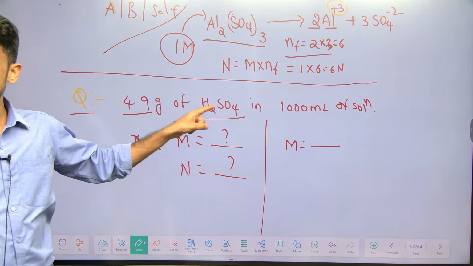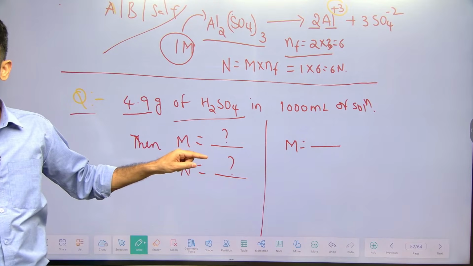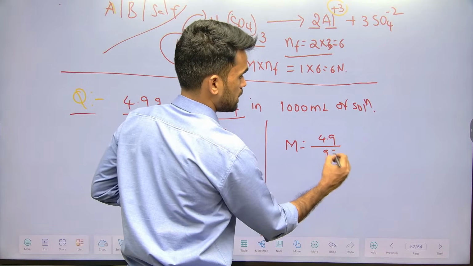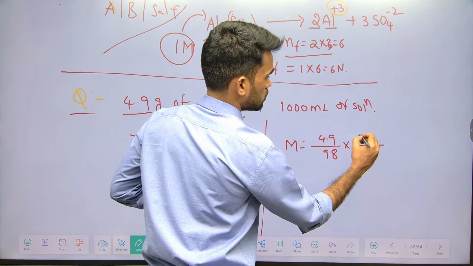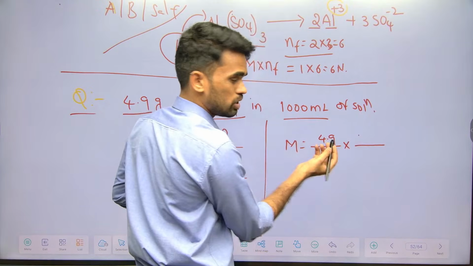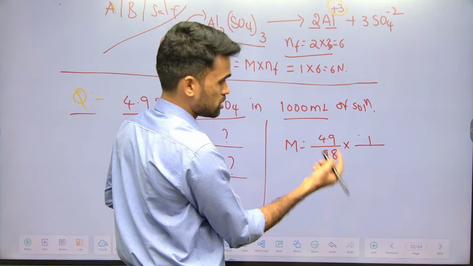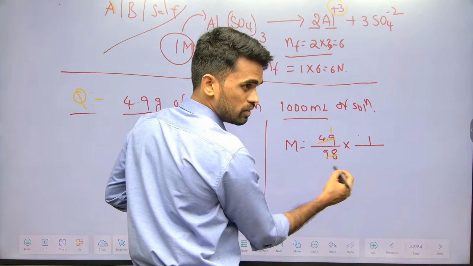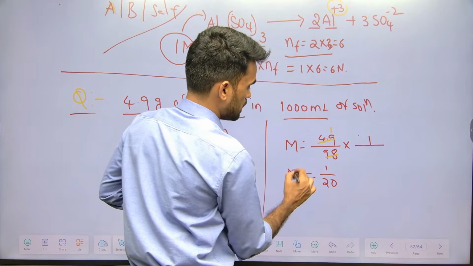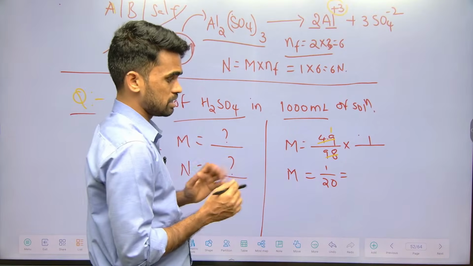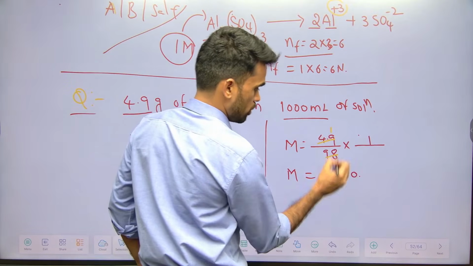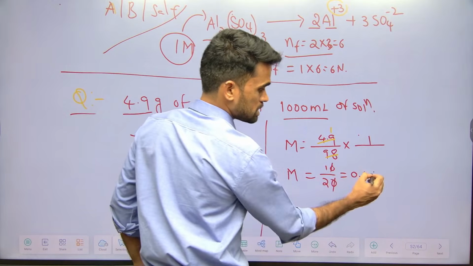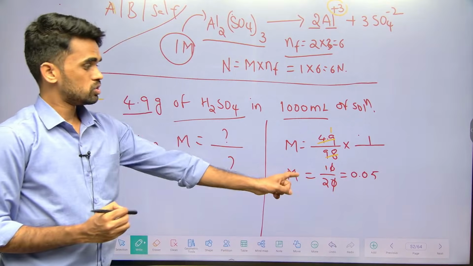Weight of its solute, weight by its molar mass. How much? 4.9 by 98 into, so 1000 ml means 1 liter only. So it will be 1 by 20. So molarity we can write simply as 0.05, or 5 into 10 power minus 2. So this is the molarity we got.